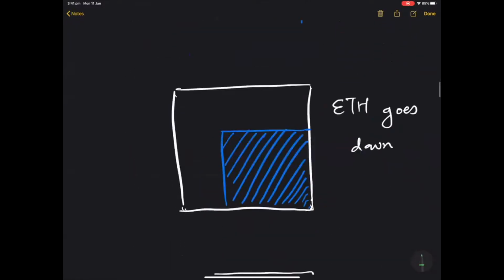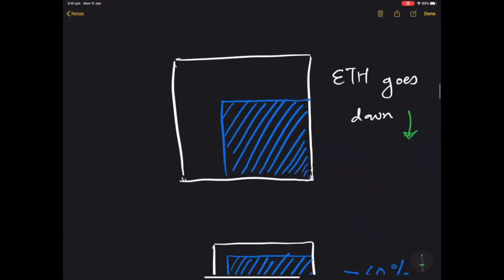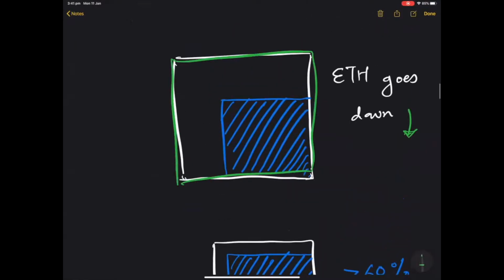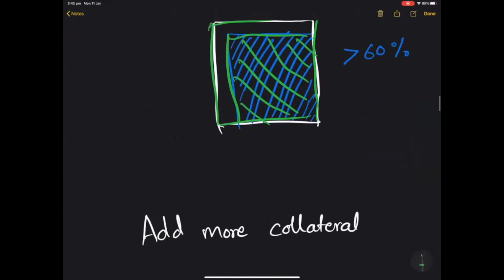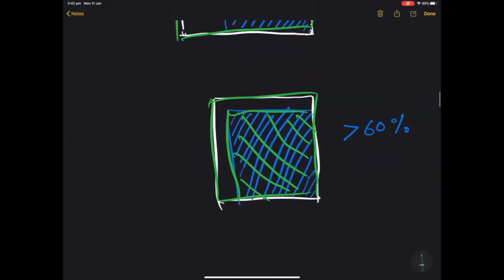Now, if ETH, however, goes down, then unfortunately, what will happen is this. If this was what your ETH was worth, now it is worth only this much. And as you can clearly see, your borrowing is now more than 60%. It's quite obvious. This leaves you with a few different options. You can add more collateral, which means you can deposit a bit more and get it back over here by adding this much more ETH.